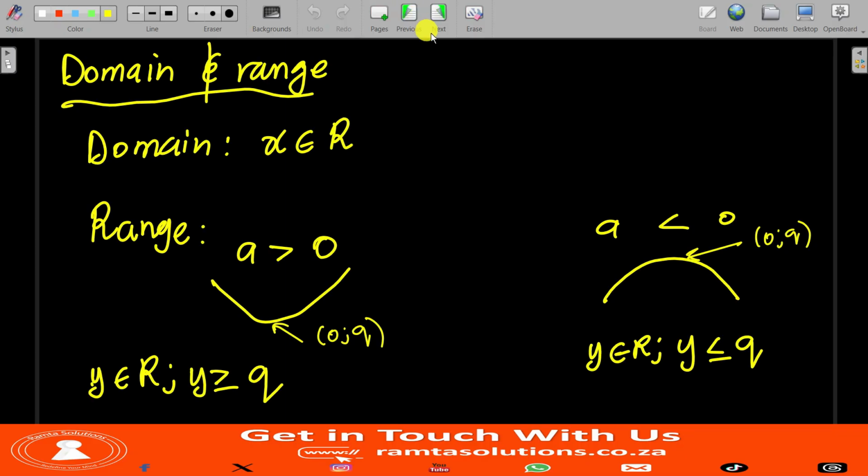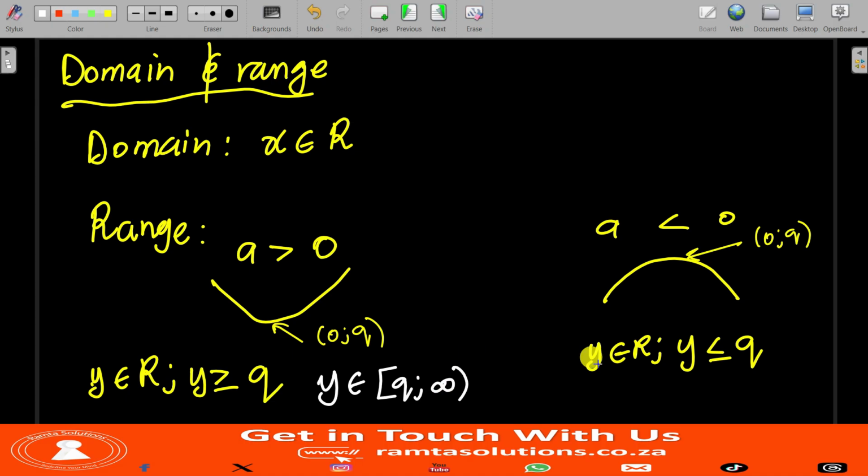And by the way, there is an alternative. Other people prefer showing it like this. y is an element of, where does it come from? From q. Does it exist at q? Yes, it does touch point q, so it'll be q included. Where does it end? Positive infinity. So then they write this. This is to say included. This is to say excluded because it's unknown.